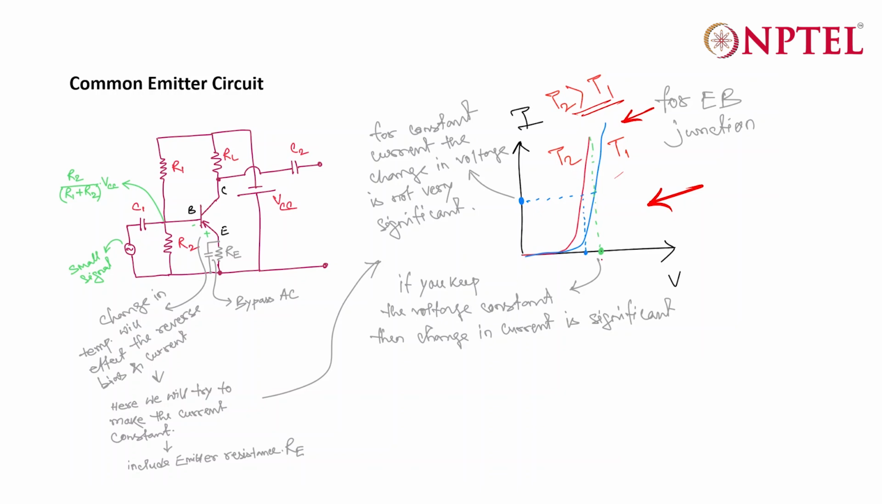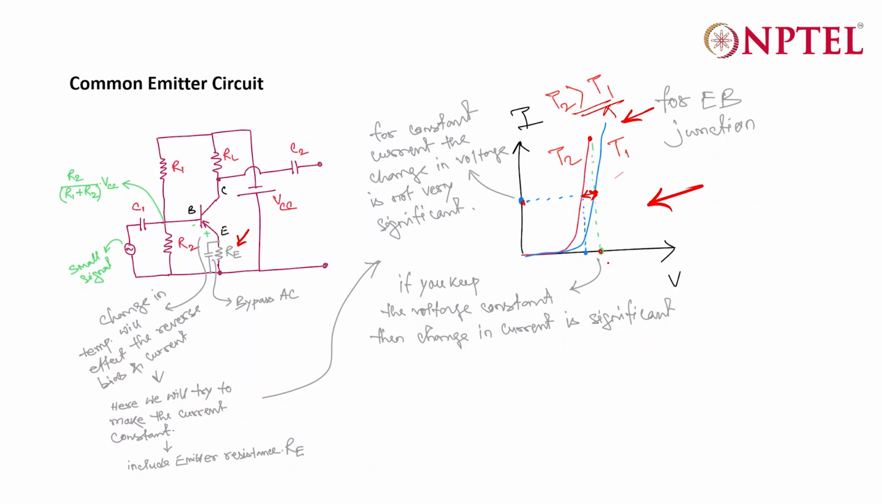Now, for a particular voltage in two different temperatures, you can see that the change in current is significant. It's a very high change in current. So if you maintain the voltage, the change in the current will be very high due to the temperature. However, if you maintain the current, then your change in voltage is not that significant. So it is better to maintain the current or to control the current, and that is why you will find generally people use an emitter resistor here in order to control the current.